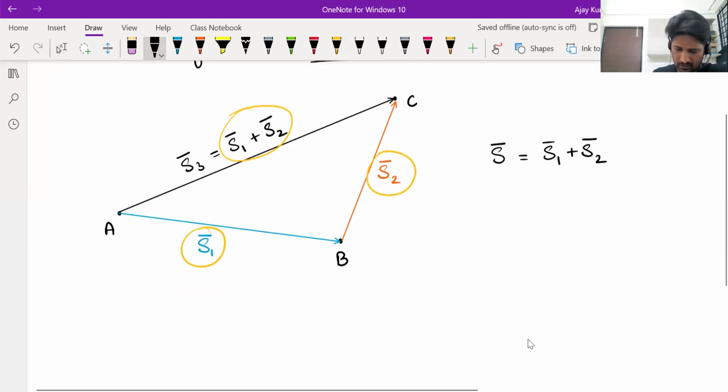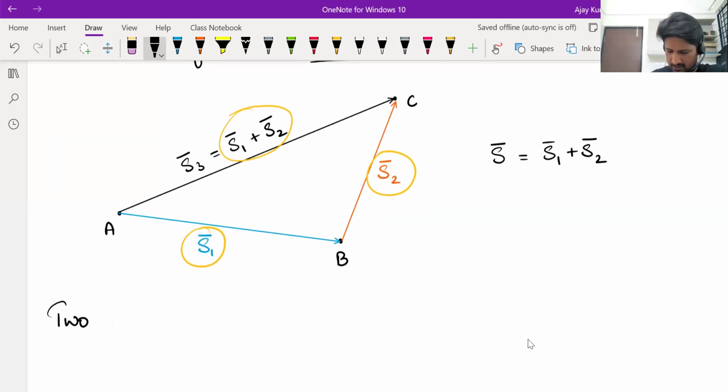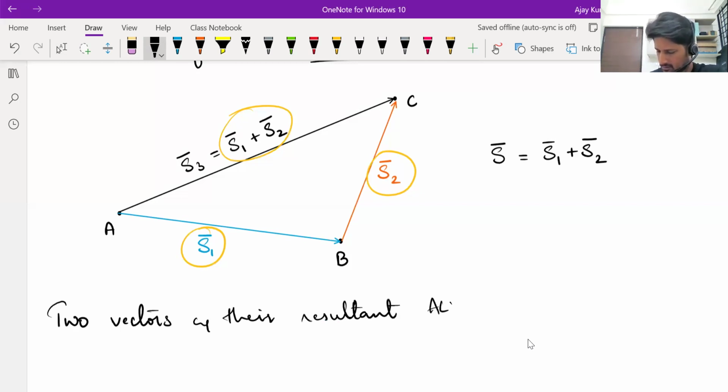So this is a very important observation in vectors: two vectors and their resultant always form a triangle. Fine.